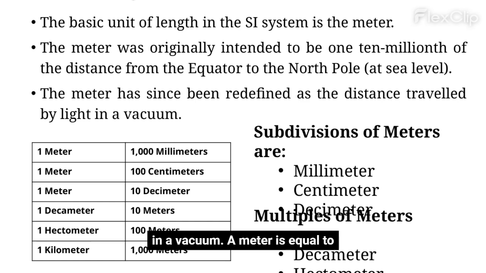A meter is equal to 1000 millimeters, 100 centimeters, or 10 decimeters. Multiples of meters include the decameter, 10 meters, hectometer, 100 meters, and kilometer, 1000 meters.